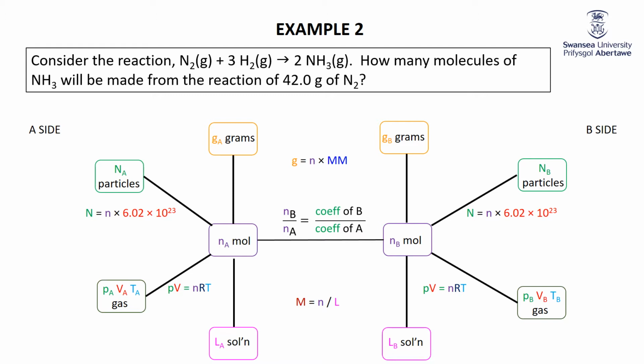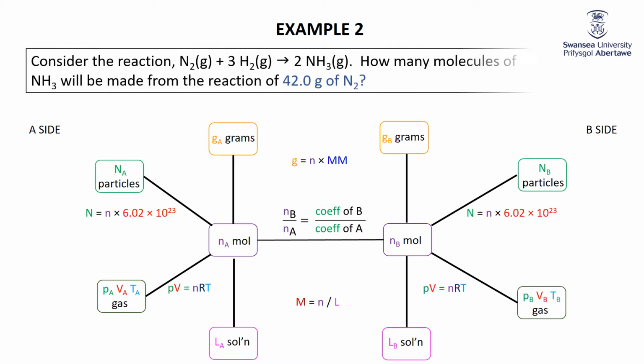Well, again, the question is going to give you something and ask you something. What does this one give us? It tells us we're starting with 42 grams of N2. So that's grams, so we've got a gram box. I'll always start on the left, which means that we're starting with this many grams. And that now defines the A side as N2. So everything on this side relates to N2.